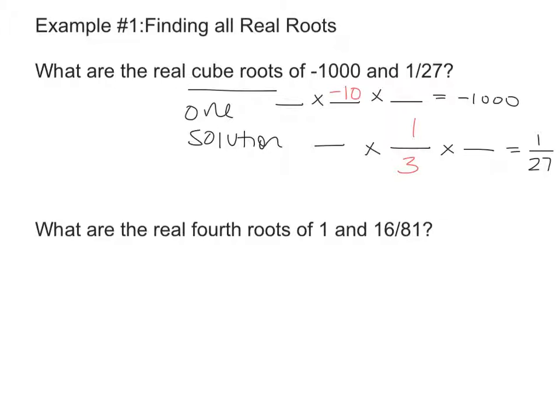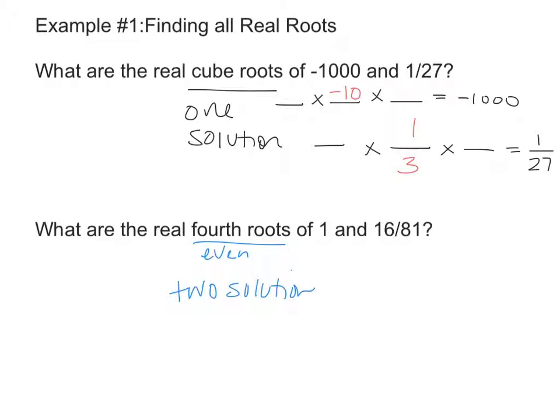All right, the next one says, what are the real fourth roots of 1 and 16 over 81? Remember, with even roots, right, this is even, there are two solutions. And we should know that because we've dealt with square root quite a bit, and we know that that one's always plus or minus, so that should kind of trigger to us that as long as it's an even root, it's going to have two solutions.